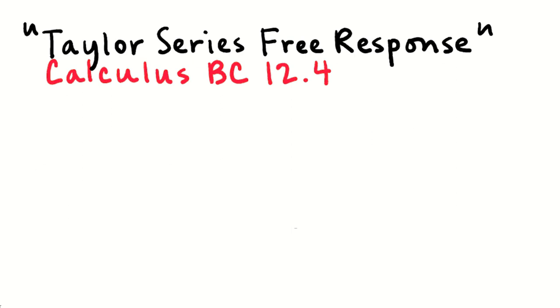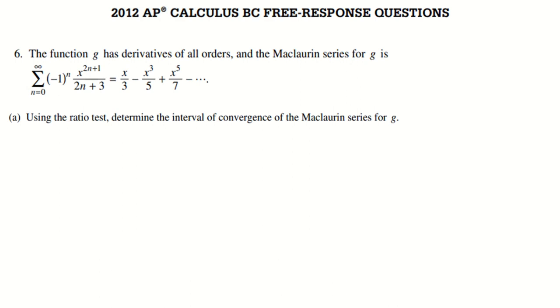In this video, we're going to be looking at some Taylor series free response questions. I'm going to start with 2012 BC number 6. This is overall a pretty straightforward Taylor series free response question, but at the very beginning, they're going to have you use the ratio test to determine the interval of convergence of the Maclaurin series for G.